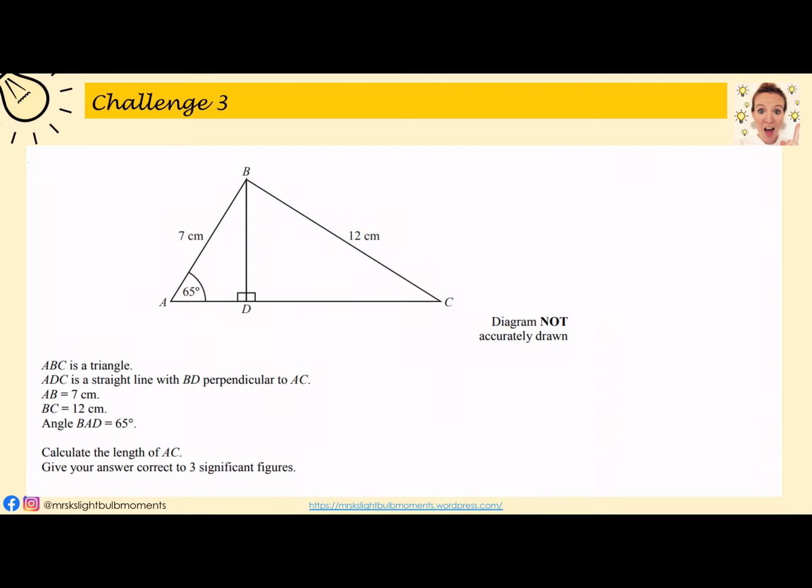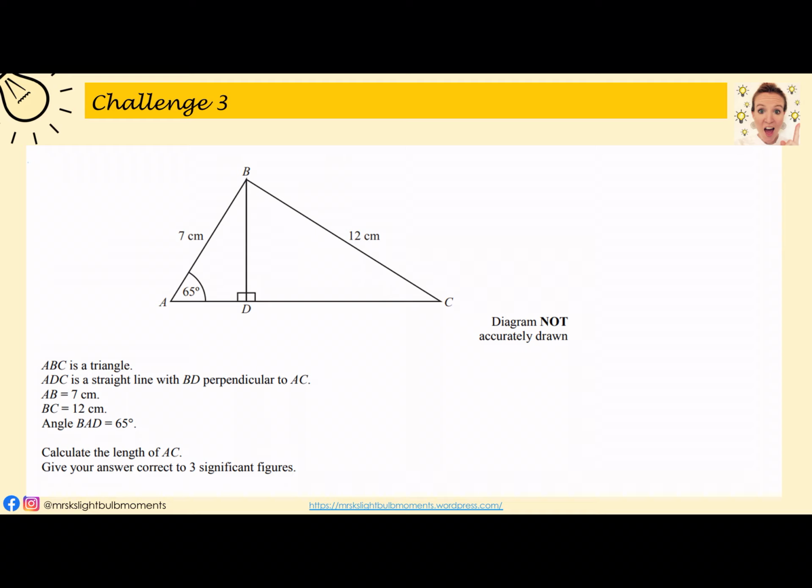Okay, so this one you can see it's actually been split up already for you. Have a quick read and see if you can spot the first step. Okay, have we spotted it? So we've got two triangles basically, and we're going to treat them separately.